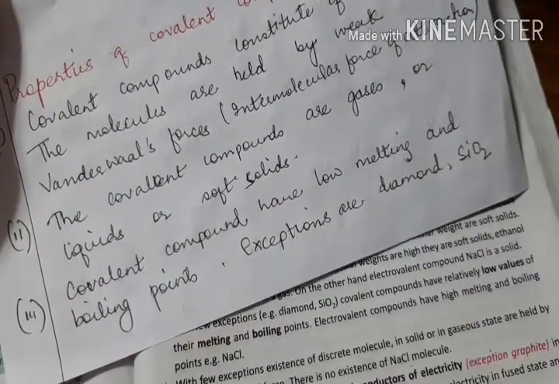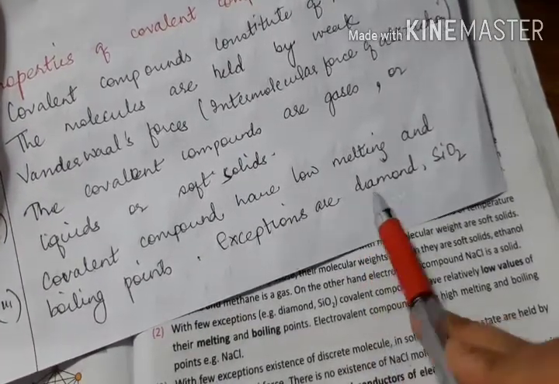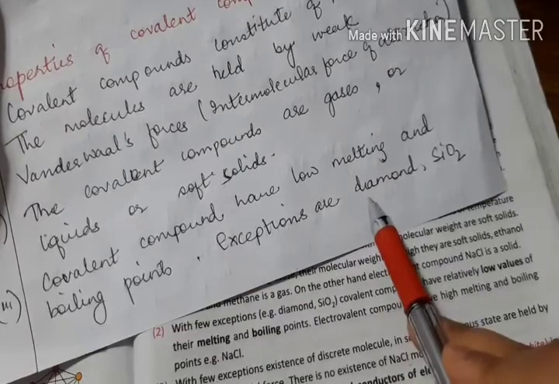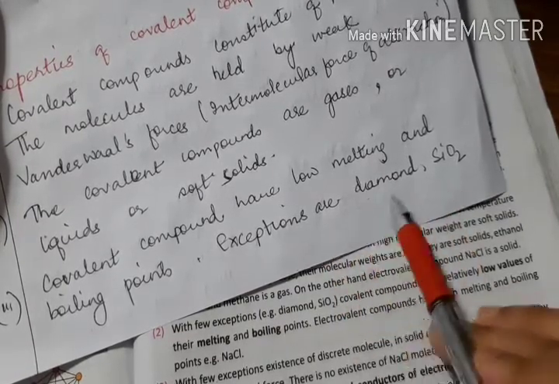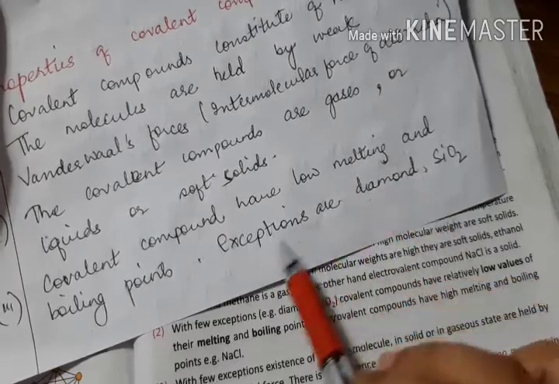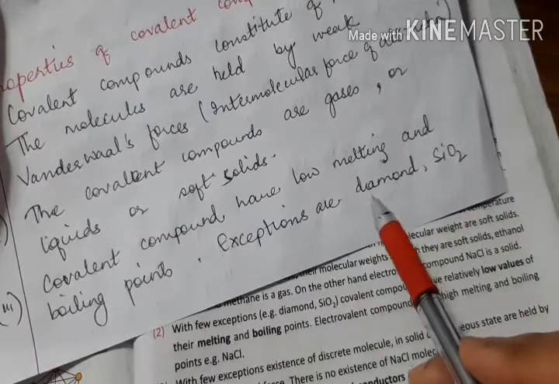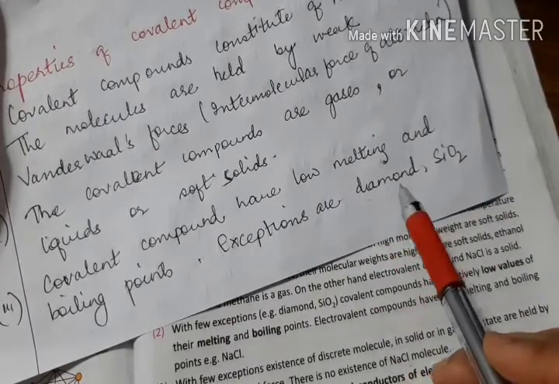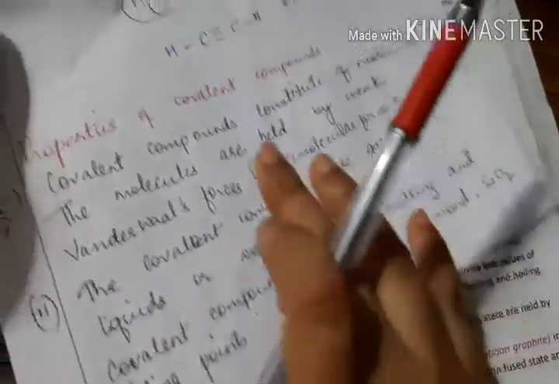But there are certain exceptions, for example, diamond. Diamond is carbon, and it is very hard, you know, the hardest substance. There will be covalent bonds. This is an exception, which does not follow the general rule. Diamond has a very high melting and boiling point. Another one is SiO2, silicon dioxide, the sand.